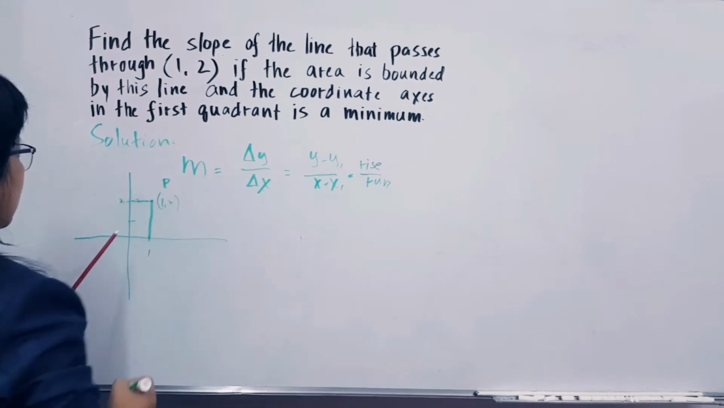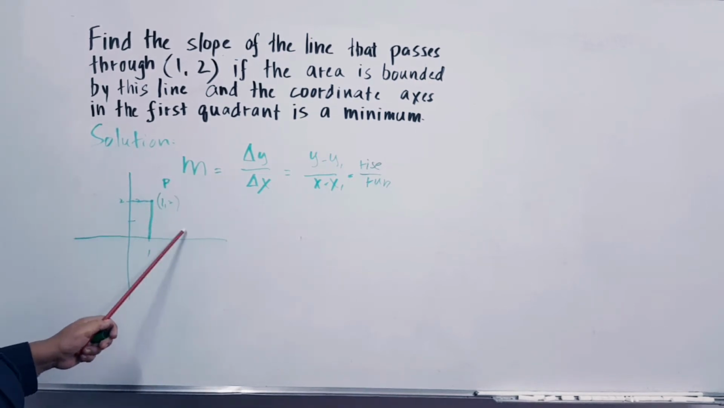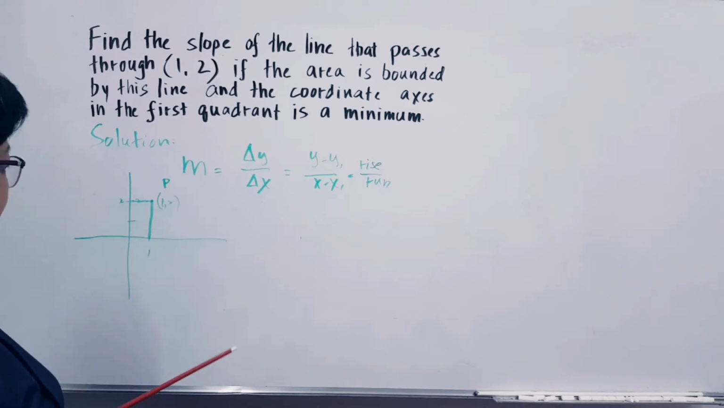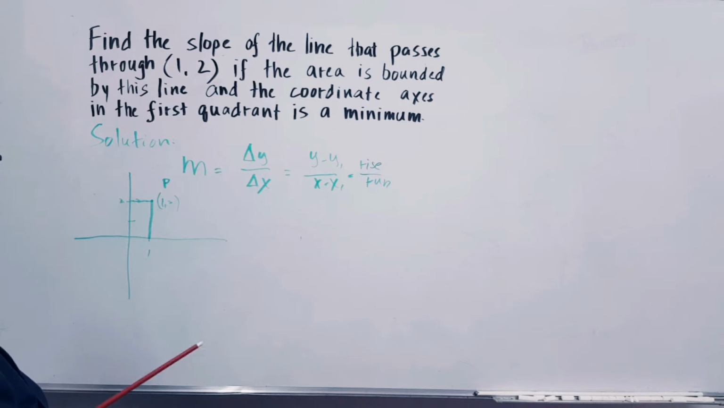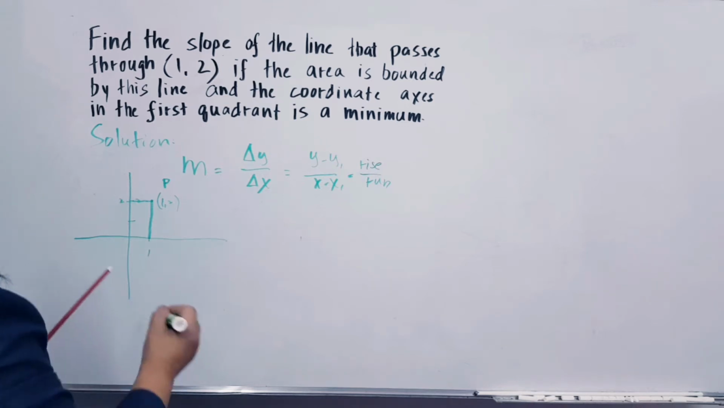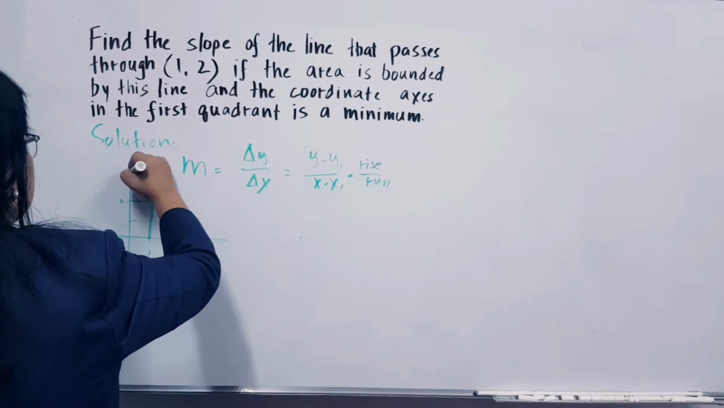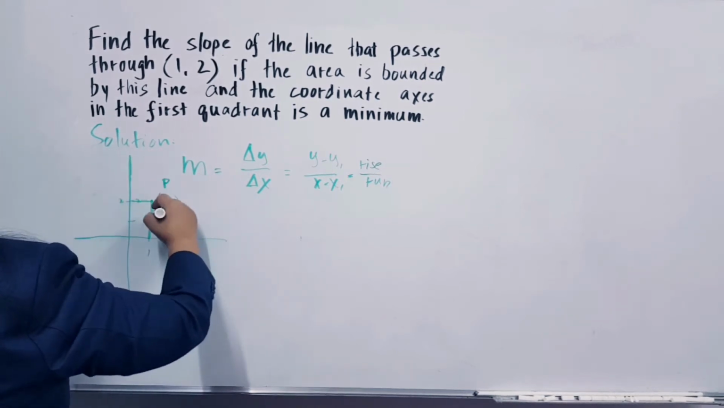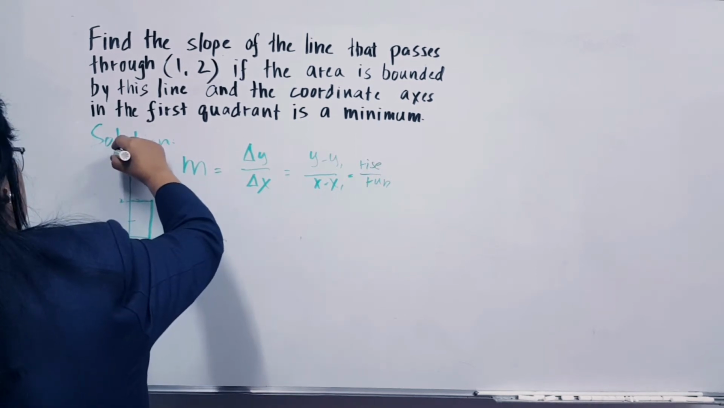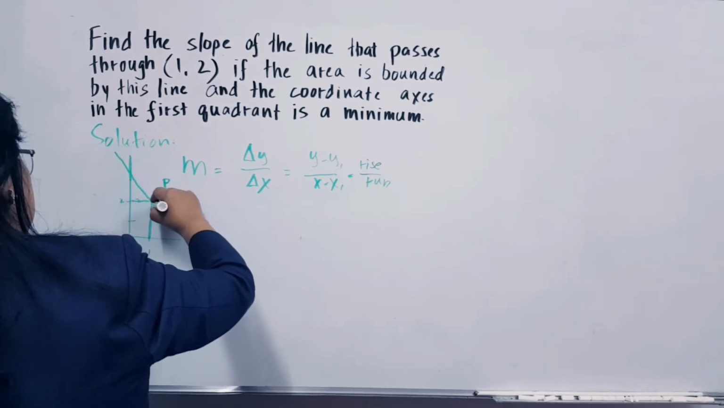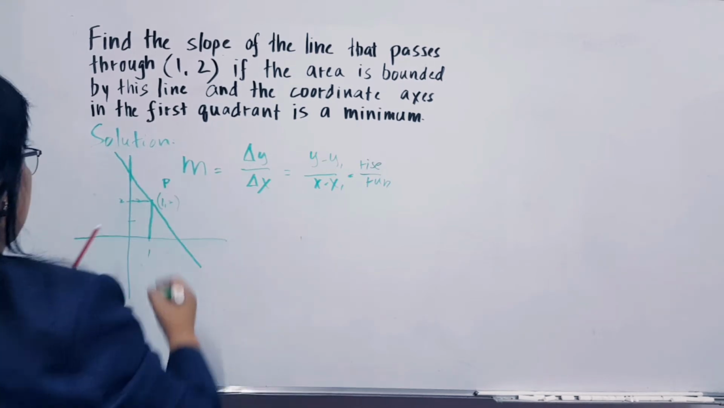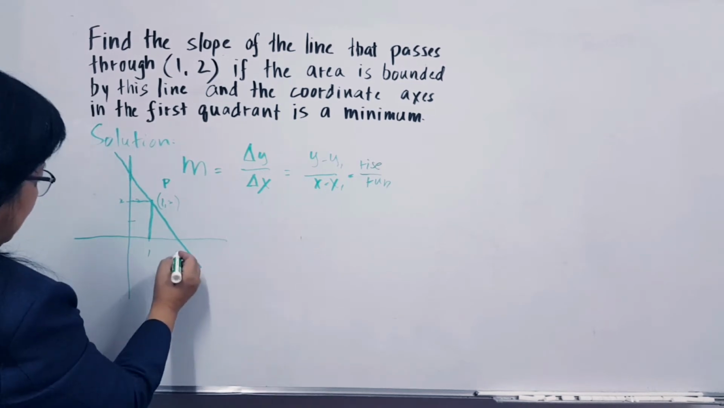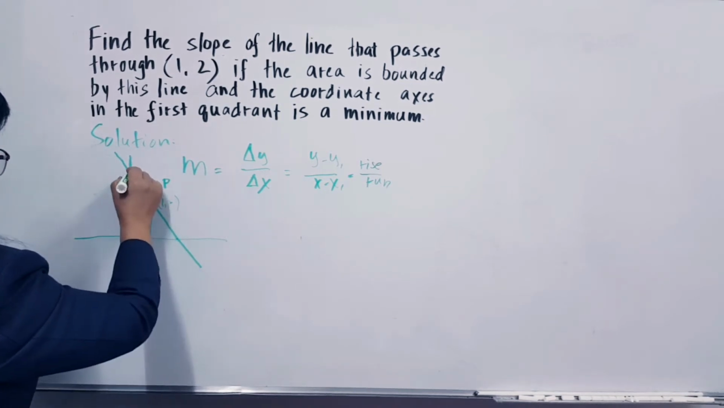So these, 1 and 2, are the x and y coordinates of P. Now, if we draw the line, because it is the slope of the line that passes through (1, 2), it will be like this. So here we have this point and we have this point.